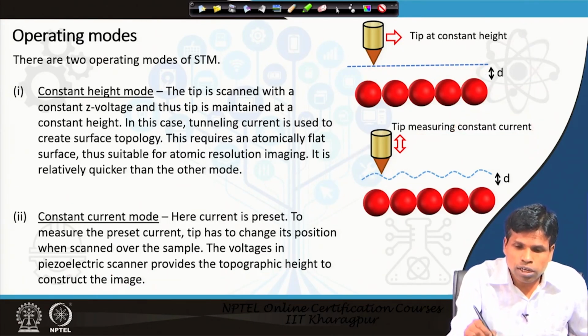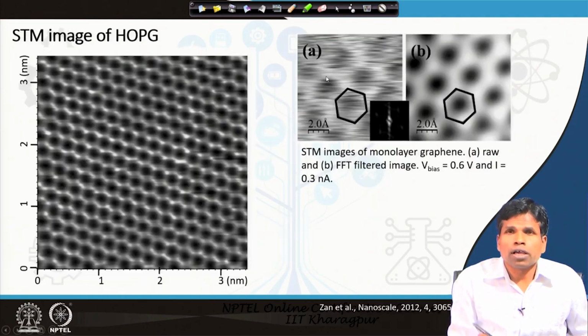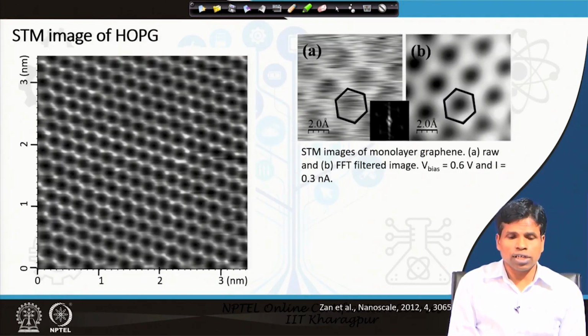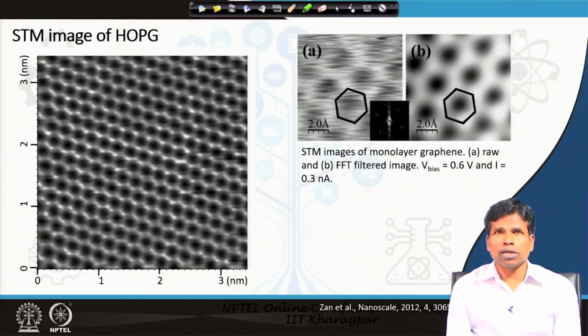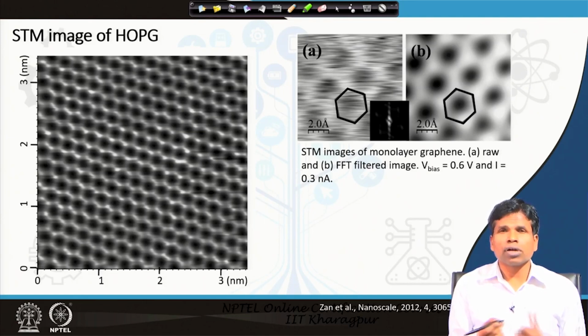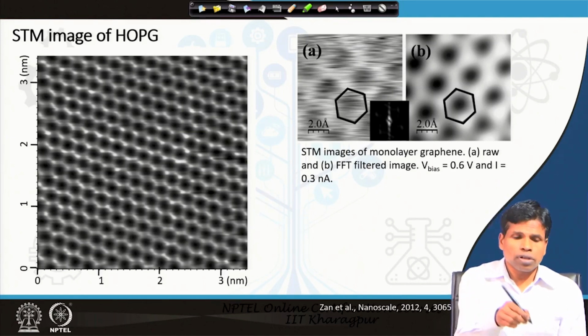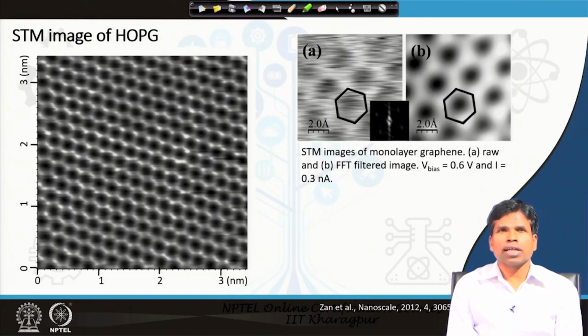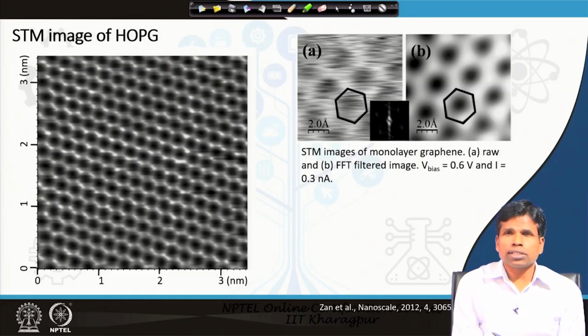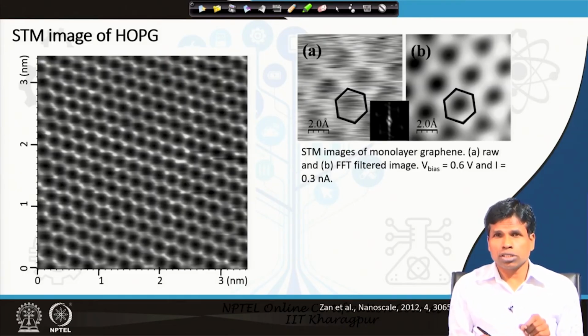So, now you see how the image looks in a scanning tunneling microscope. This is an STM image of highly oriented pyrolytic graphite, HOPG. As we know, graphite is nothing but hexagonal sheets of carbon. The carbon atoms are arranged hexagonally, and what we see here, you see the hexagons, there are several hexagons. At that place the tip measures current.